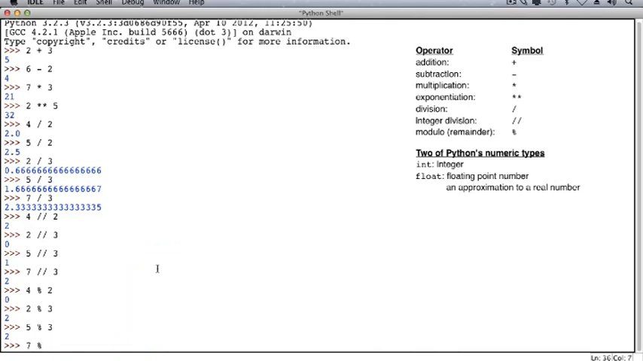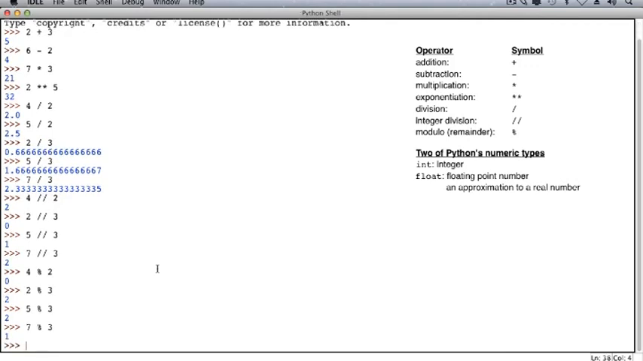So when we do 7 mod 3, we get a 1, because that expression could be rewritten as 2 1/3. We get that 1.